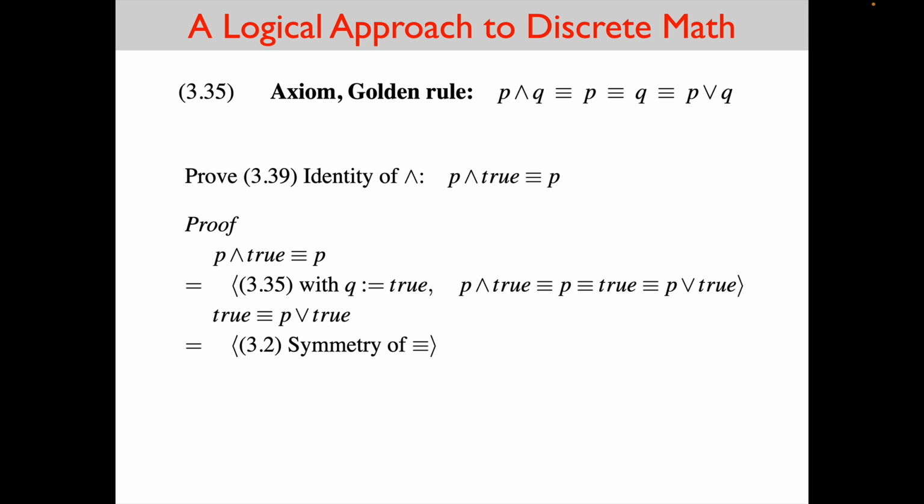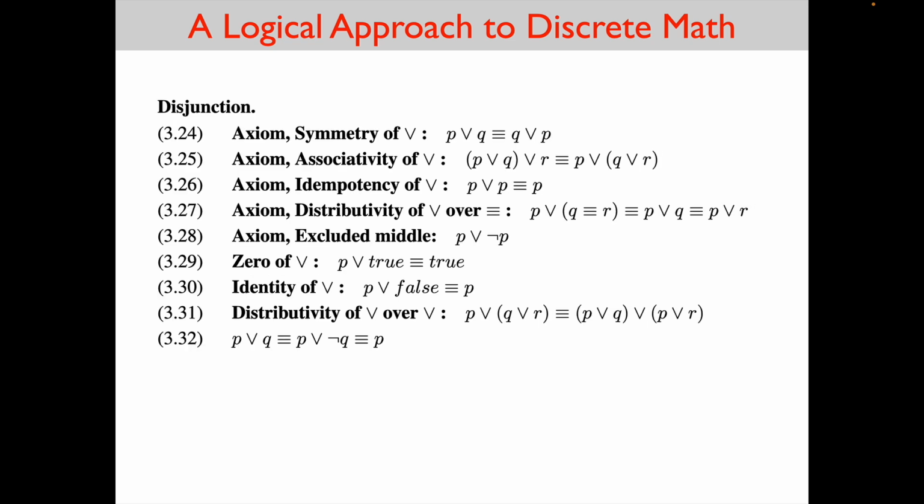When you have an equivals, you can switch the left-hand side and the right-hand side. So by 3.2, we will flip them around so that we have P or true equivals true. But P or true equivals true by 3.29 is the zero of or. Let's check that. Sure enough, 3.29 is a zero of or, a previously proved theorem. P or true equivals true.